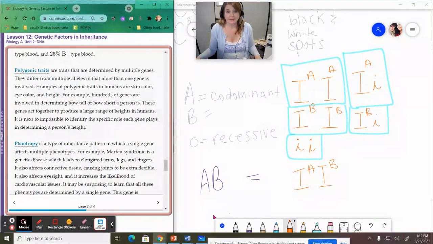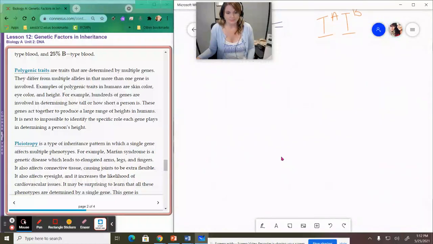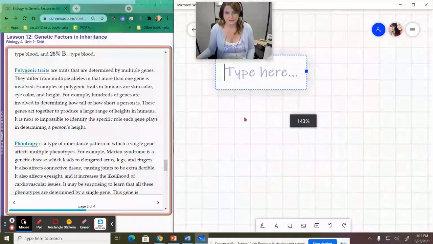All right, so we have discussed complete dominance, incomplete or blended dominance, and codominance. So there's just a couple other items that are mentioned in this lesson. One of them is something called polygenic. And I think the word itself is actually fairly self-explanatory here.